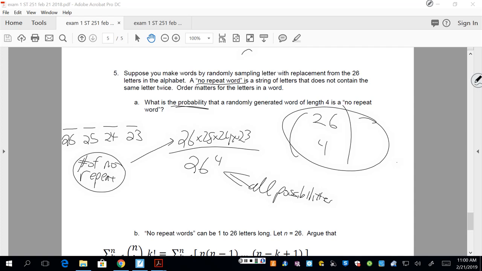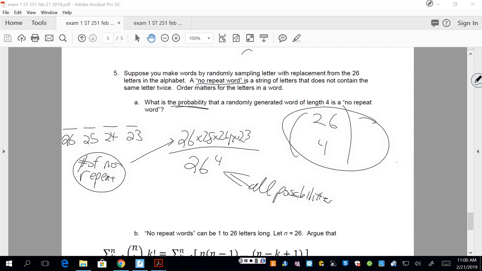Now, say you added, so that was the first word, and then you do a second word of two choices, and then you can repeat the same letters. How would you go about that? Would it just be that times 26 times 25 over 26 to the fourth?